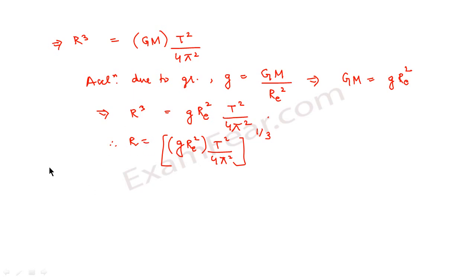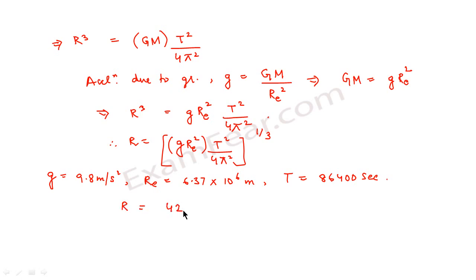Right? Now we will put the values: g is equal to 9.8 meter per second square. We will put re, that is the radius of the earth, as 6.37 into 10 to the power 6 meters. We will put the time period as 86400 seconds. Now putting these values, we find that r is equal to 42147 kilometer. So this is the value of r which we get.